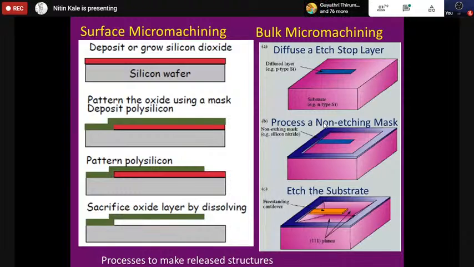You can also do what is called bulk micromachining, where you etch the bulk itself. So here is an example.